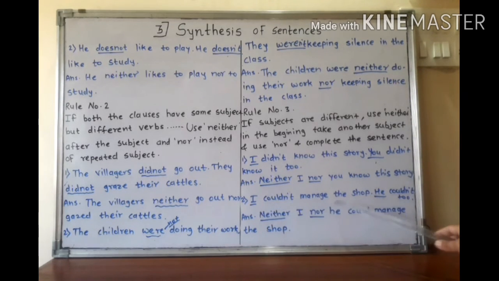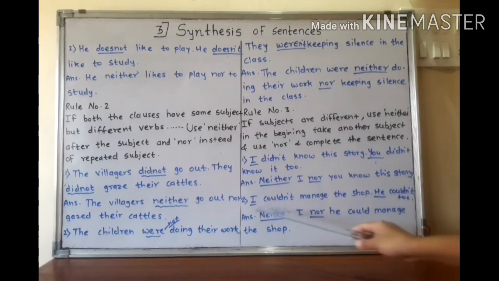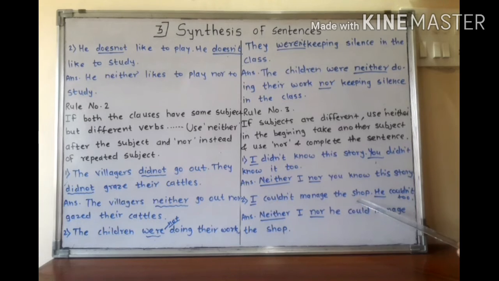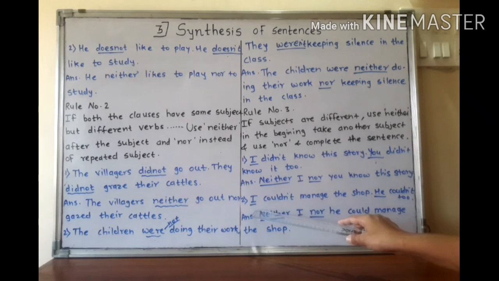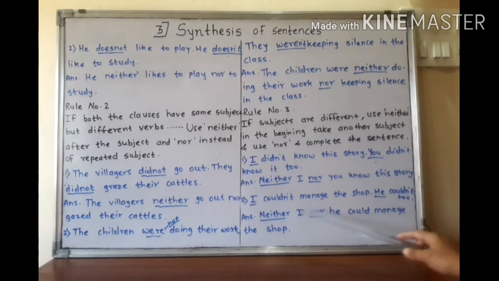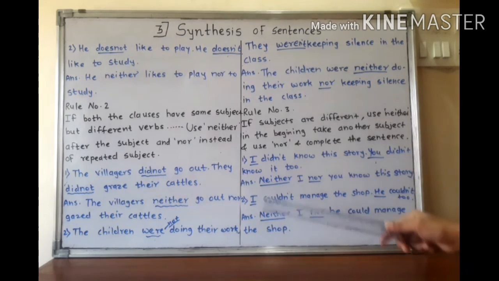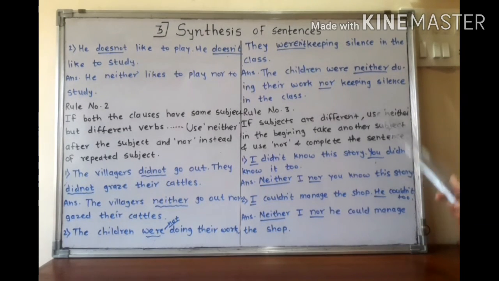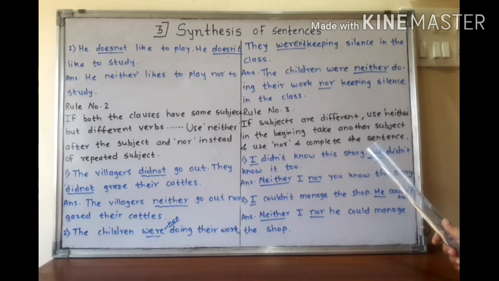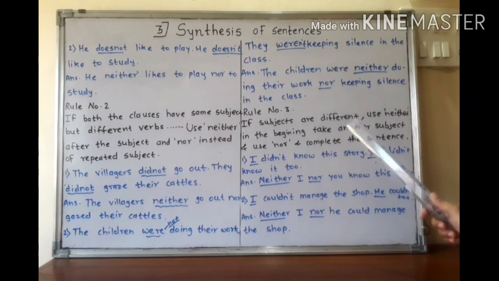I couldn't manage the shop, he couldn't too. Means I and he are two different subjects. The other part is the same. So in the beginning only, before this subject, we have to use neither. Neither I nor he could manage the shop. In this way, we have studied the rules of either or and neither nor. Always keep in mind all these rules when the question is to use either or or neither nor.